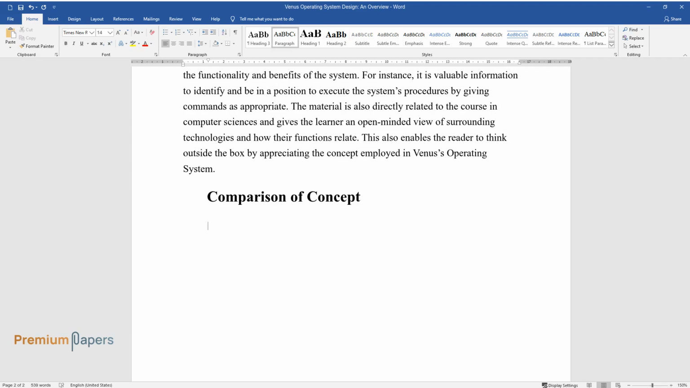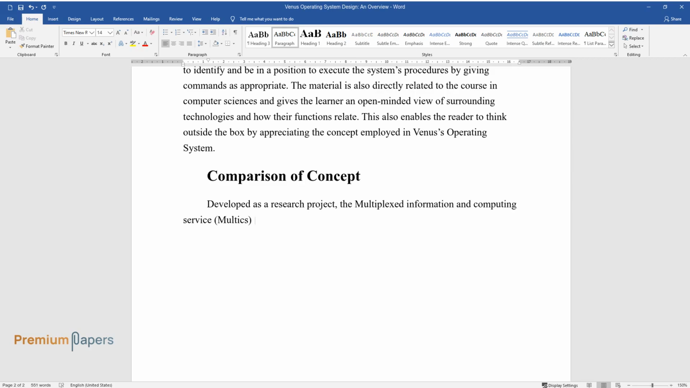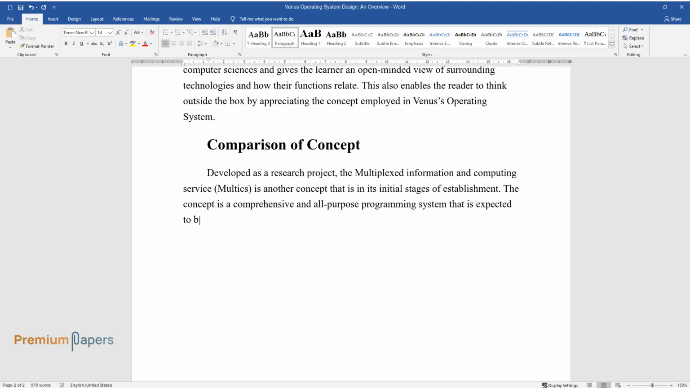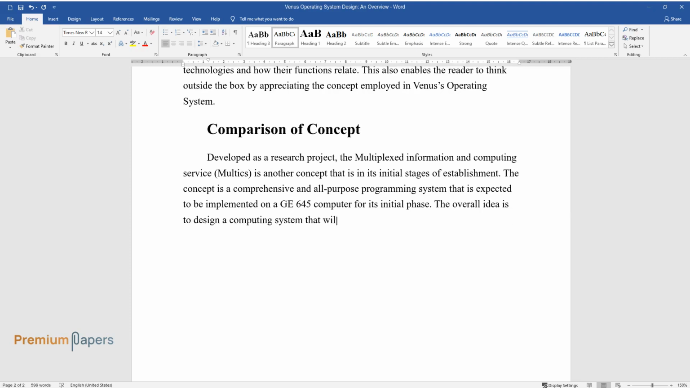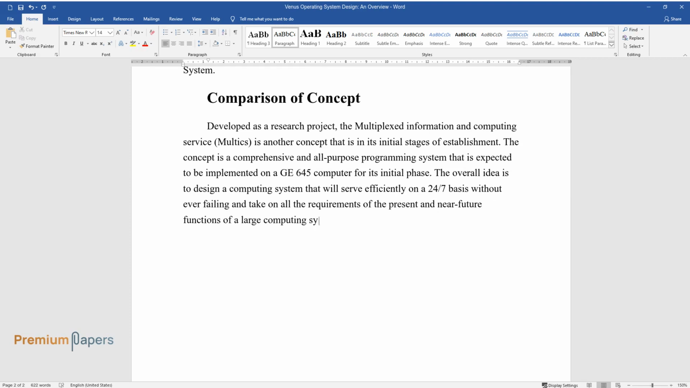Comparison of concept. Developed as a research project, the Multiplexed Information and Computing Service, Multics, is another concept that is in its initial stages of establishment. The concept is a comprehensive and all-purpose programming system that is expected to be implemented on a GE645 computer for its initial phase. The overall idea is to design a computing system that will serve efficiently on a 24/7 basis without ever failing and take on all the requirements of the present and near-future functions of a large computing system.